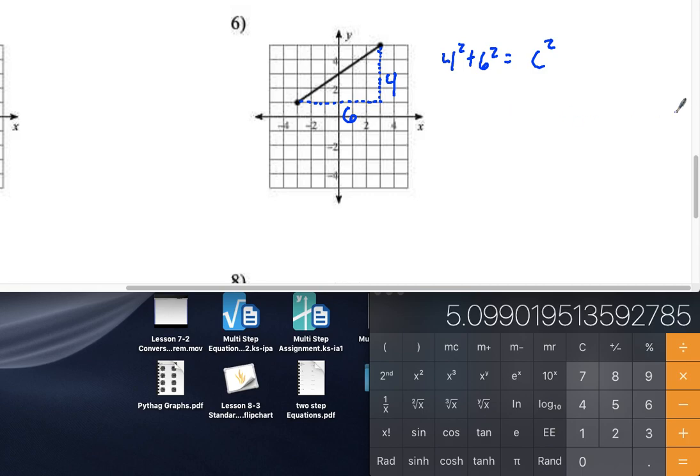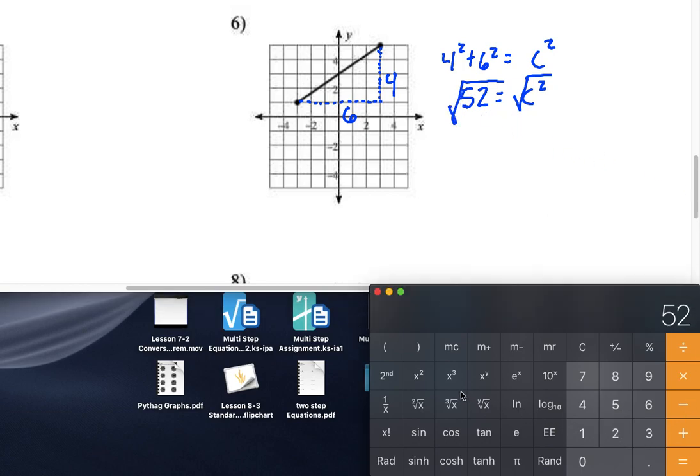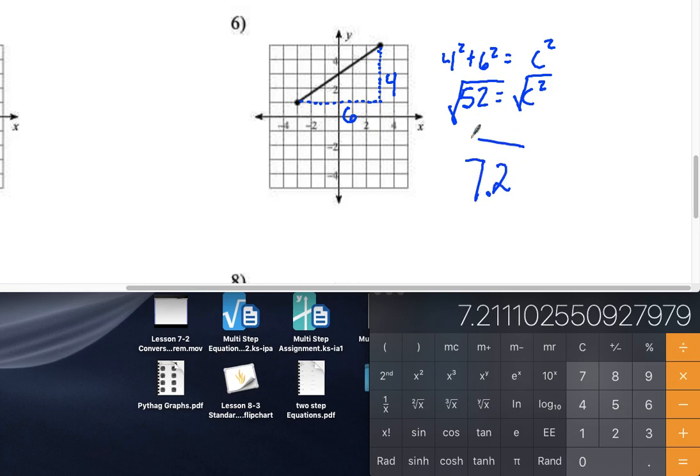That would be 16 plus 36, which is 52, equals c squared. Take the square root. The square root of 52 is what I'm after here, and that is 7.2. So we would call the length of that line 7.2 units. We're not measuring in inches or meters or centimeters or anything, just in units.